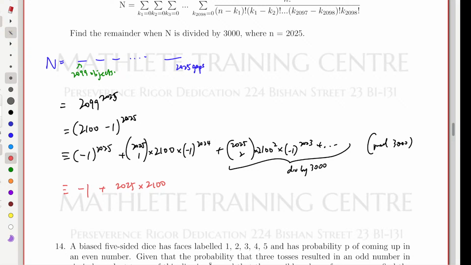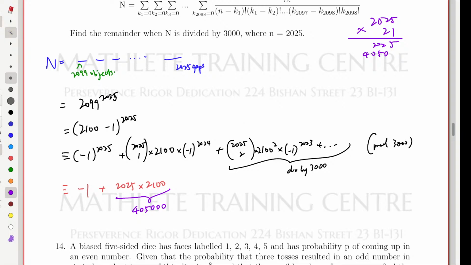Now, is this a multiple of 3000? Let me just calculate. I don't think it's divisible by 3000. It'll leave some kind of remainder, but I'm not exactly sure what it is. Okay, so let's do a quick calculation here. 2025 times 21. 2025, 4050. So this part here is going to be 405000. Wait, what?